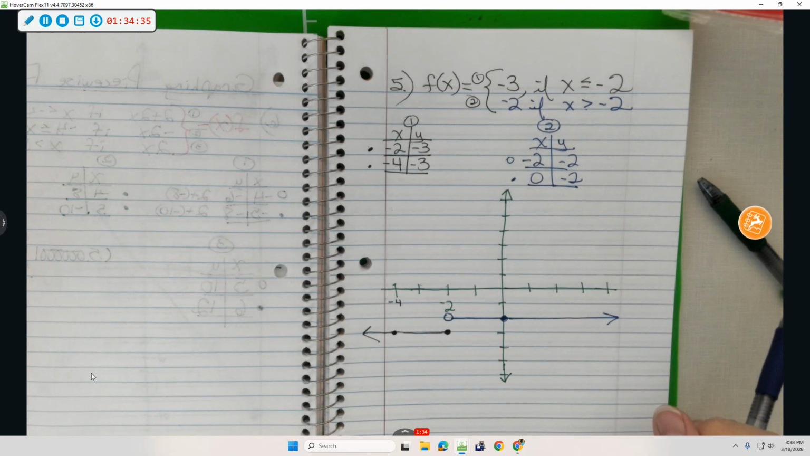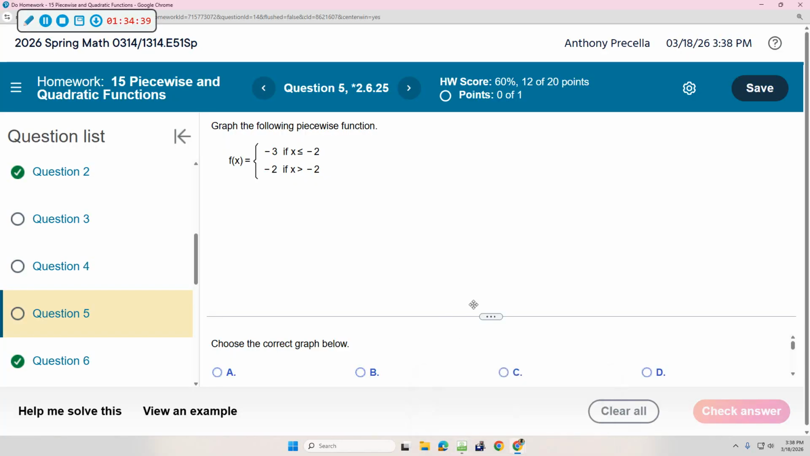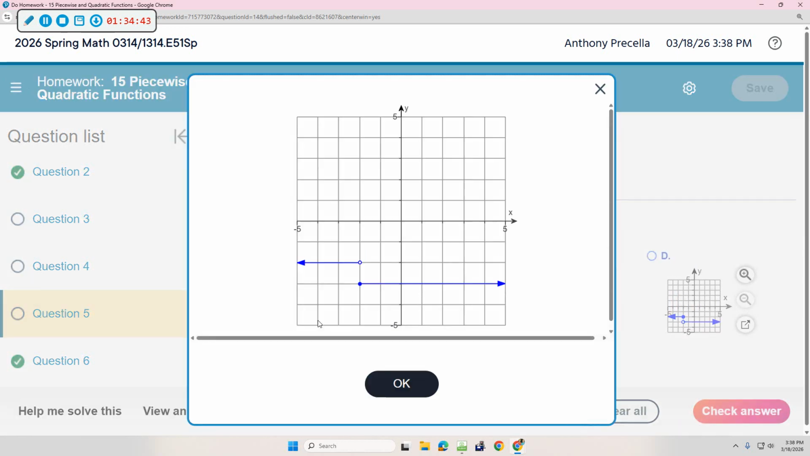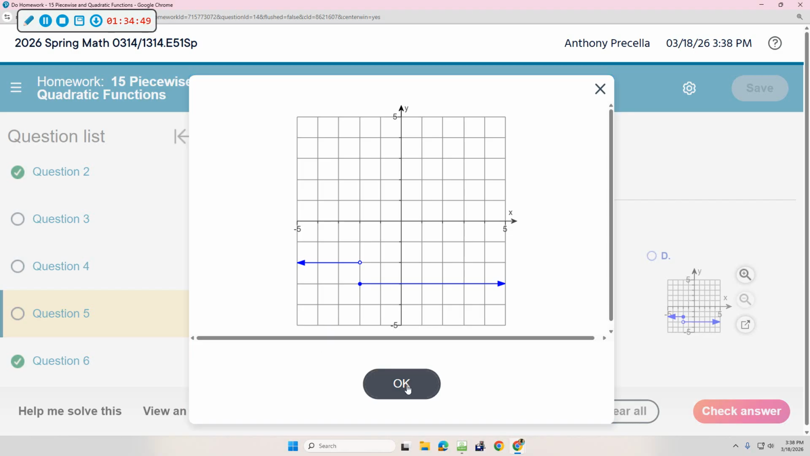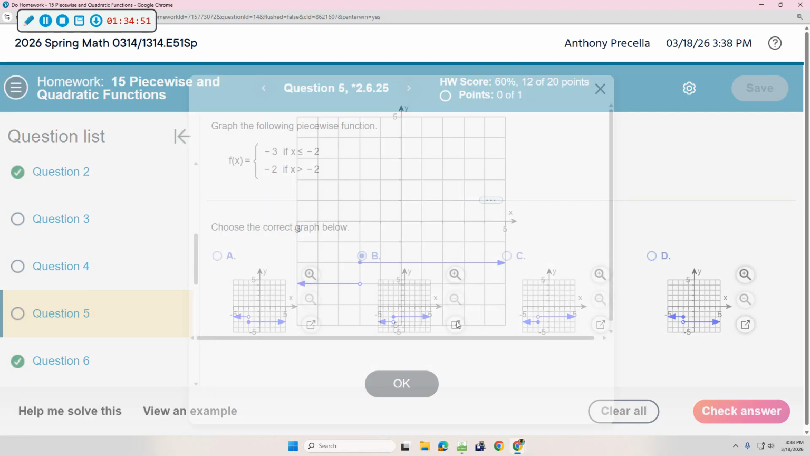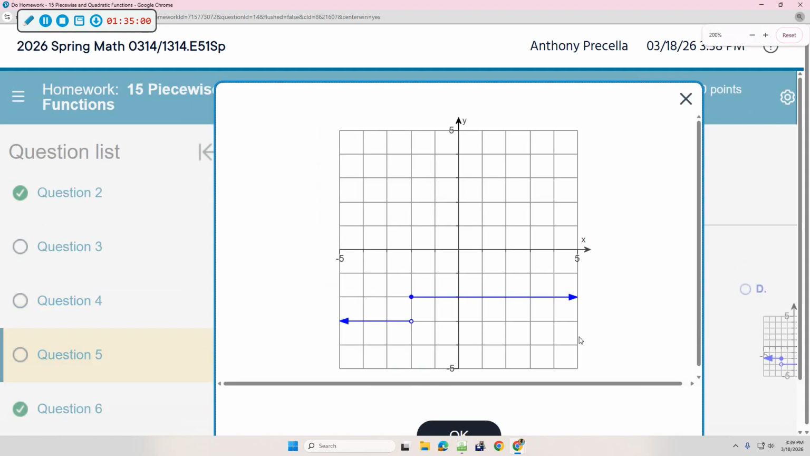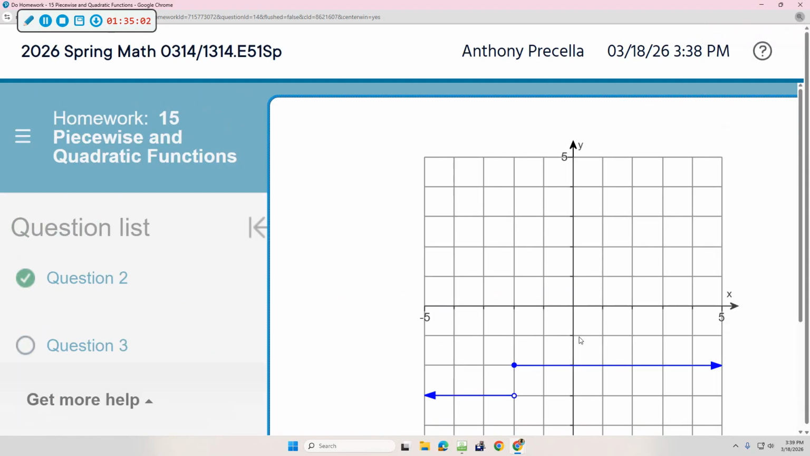Now, A, B, C, or D. Okay, let me pull up these. And let's see. A. No. It's just wrong. B. That looks... Oh, it almost looks right, but what's wrong? Can y'all see? Do I need to blow it up? Blow it up. There it is. Do y'all see what's wrong?